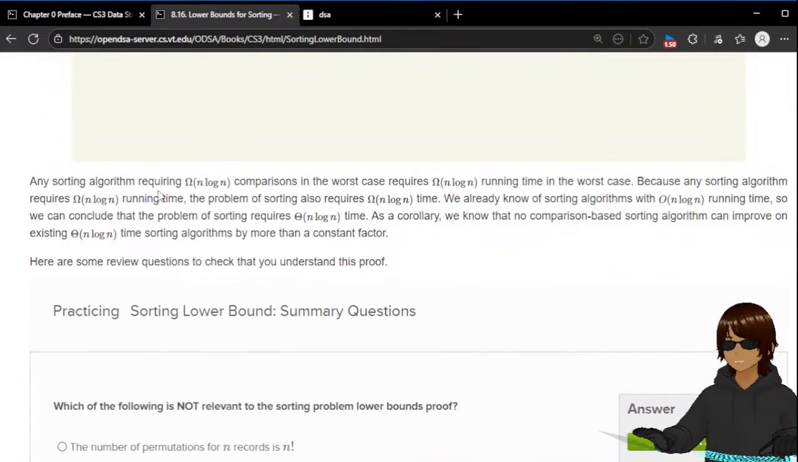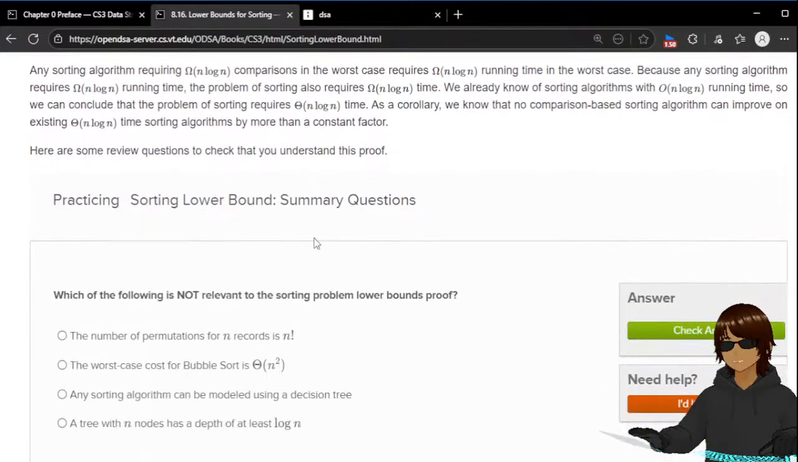Any sorting algorithm requiring n log n comparisons in the worst case requires omega n log n running time in the worst case. Because any sorting algorithm requires omega n log n running time, the problem of sorting also requires omega n log n time. You already know of sorting algorithms with O n log n running time, so we can conclude that the problem of sorting requires theta n log n time. As a corollary, we know that no comparison-based sorting algorithm can improve on existing theta n log n time sorting algorithms by more than a constant factor.